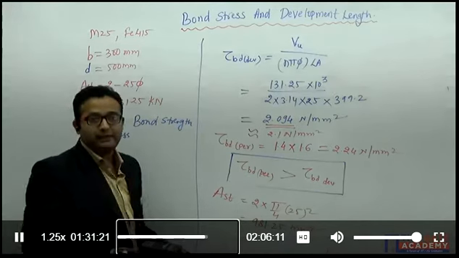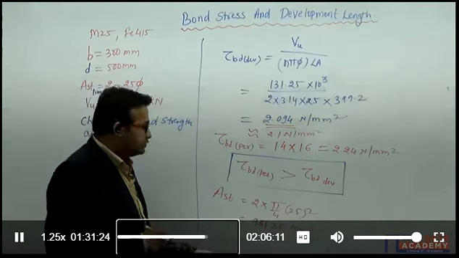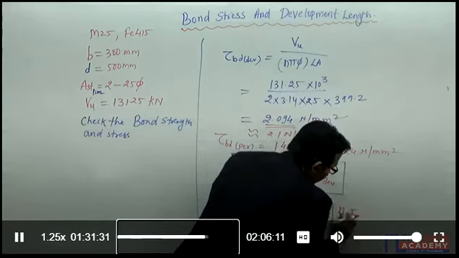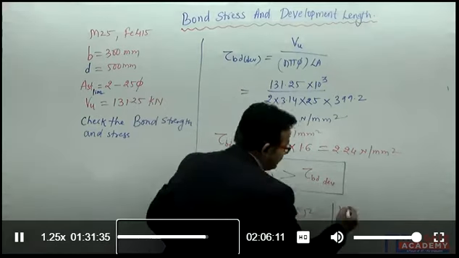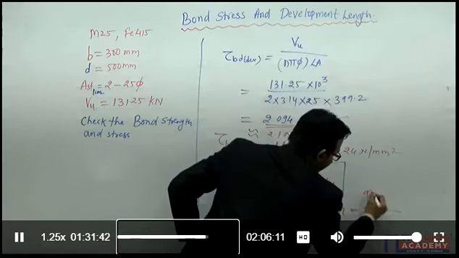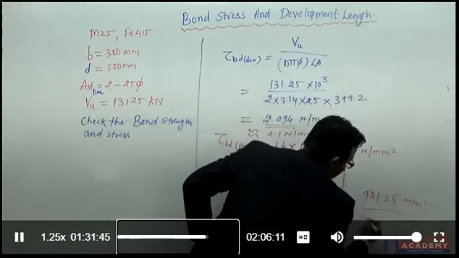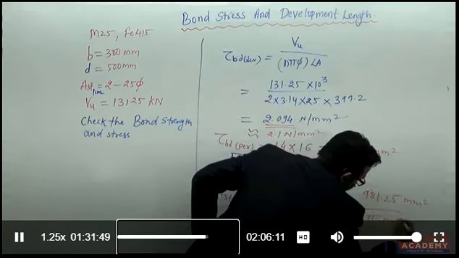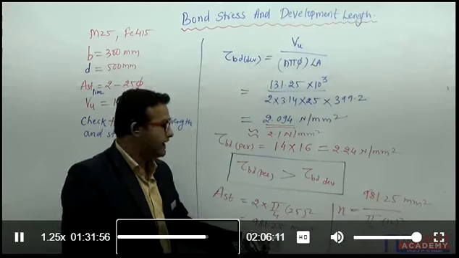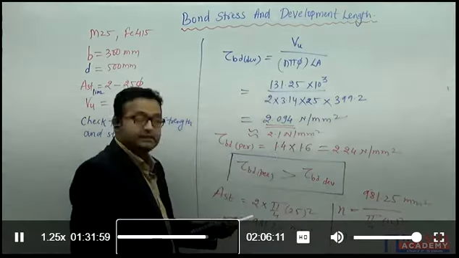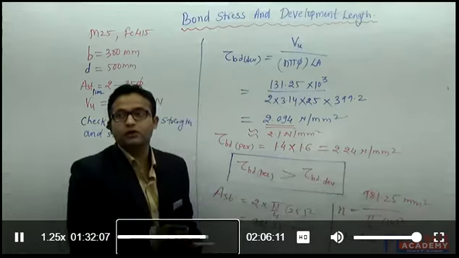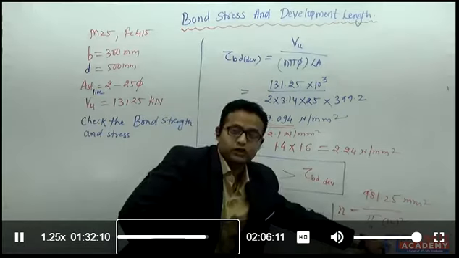Let's say we provide 12 mm diameter, means we have reduced the diameter of the bar. So calculate the number of reinforcement bars required for 12 mm diameter: total Ast, that is 981.25 mm square, divided by pi by 4 into 12 square. The number of bars required is 8.68. 8.68 means I will be providing 9 bars. Total I will be providing 9 bars of 12 mm diameter.